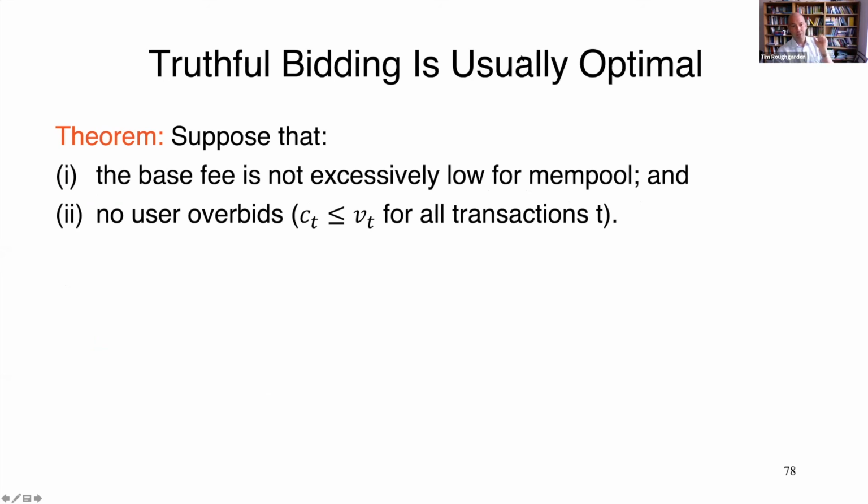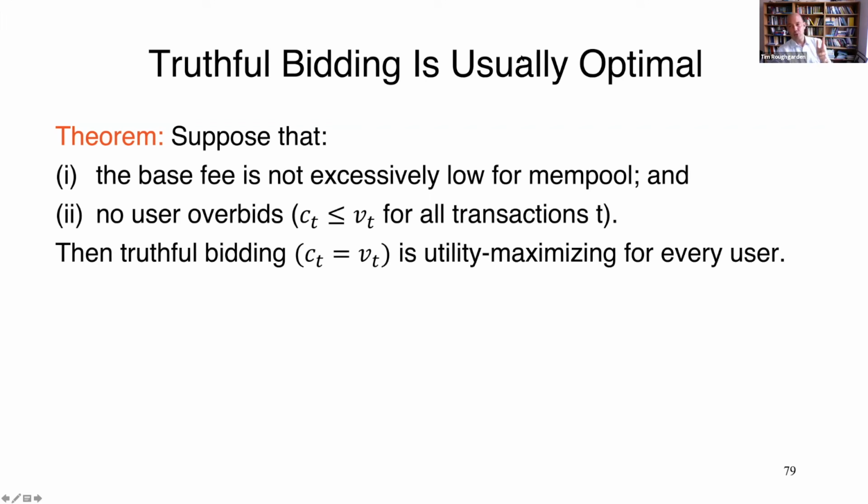So if you assume, first of all, that the base fee is not excessively low for the current mempool, meaning 30 million or less gas worth of transactions are willing to pay the current base fee, and furthermore, no one was crazy and set their fee cap to be more than what they're willing to pay, then in fact, truthful bidding is utility maximizing for every user. You should literally just set your fee cap equal to your maximum willingness to pay. So you really do recover the exact same cognitive simplicity that you have in a second price auction.